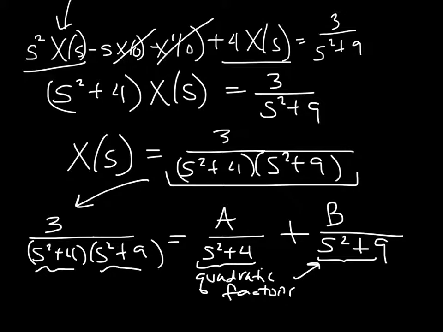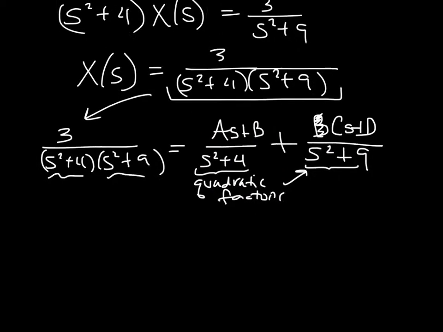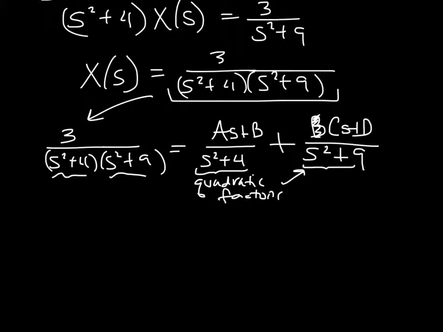Let me get my eraser here, which is not letting me erase. Okay, I'll just cross that out. So this is going to be As plus B, that's a linear factor, and Cs plus D, that's your other linear factor. Again, we have linear over quadratic, linear over quadratic. And so now let's find our A, B, C, and D.